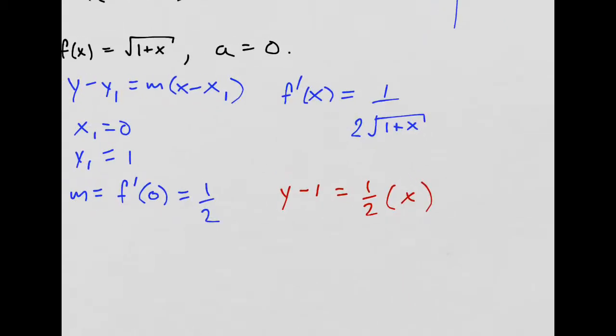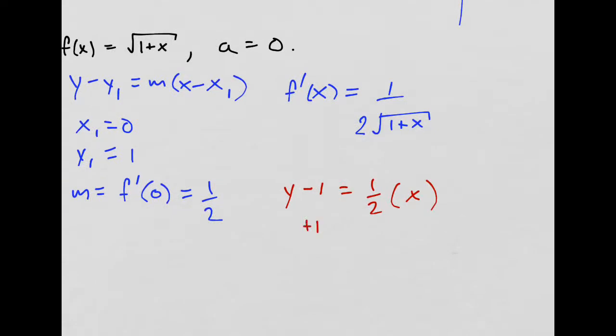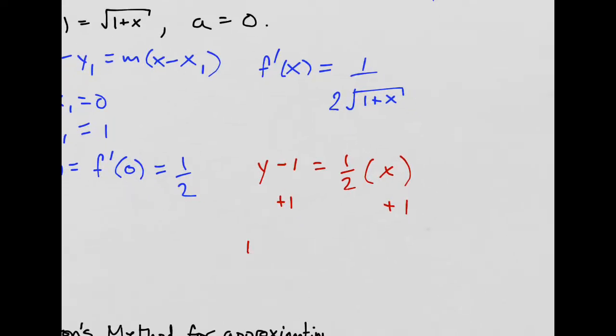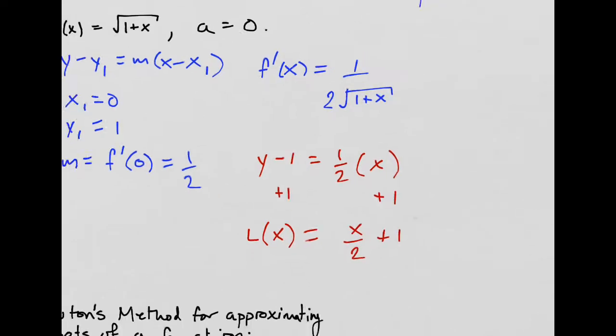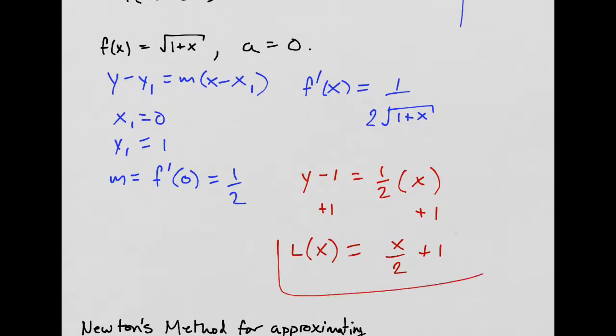The way some people write it, they change the y to an L of x because it's a linearization of the function f of x. So I would add the 1 over. This is just so that it looks the same in your books or in a book. So the linearization of f of x is this. Do we understand? It's just the tangent to f of x at whatever point they said.